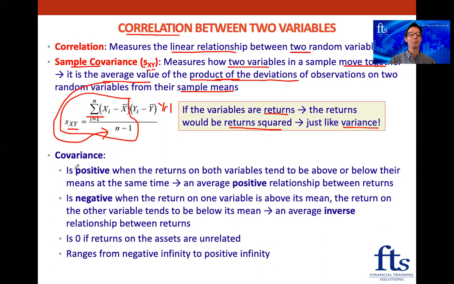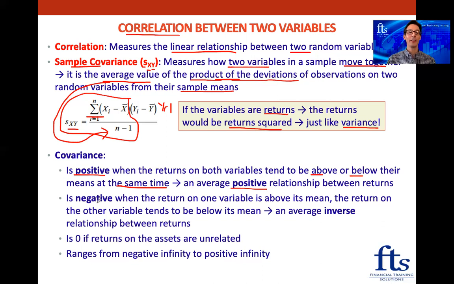So this is the important part that we need to know for the exam. Covariance is positive when the returns on both variables tend to be above or below their means at the same time. If that's the case, we're going to get an average positive relationship between the returns. For this bullet point, I want to come back to it after we've done the example on the next slide, and then it's going to be a whole lot clearer.